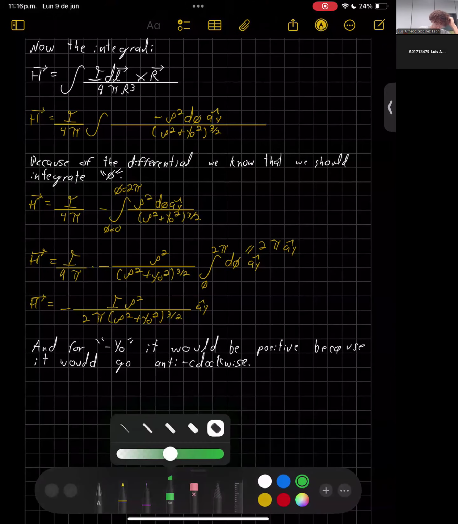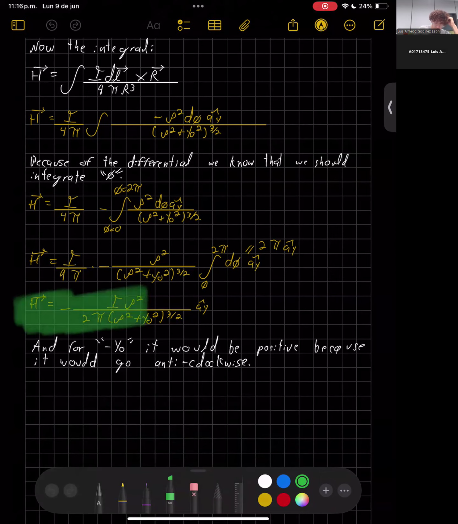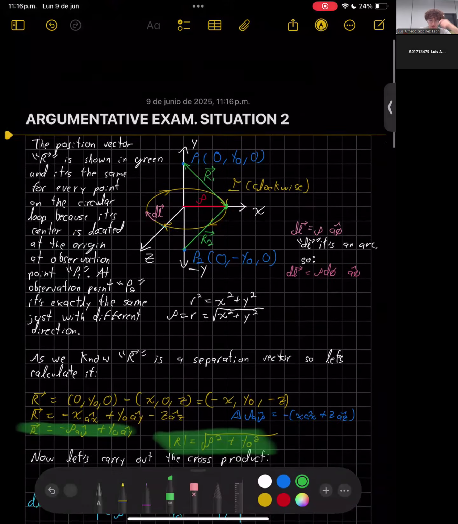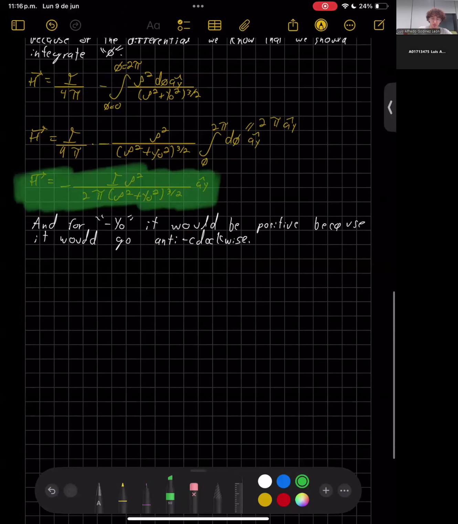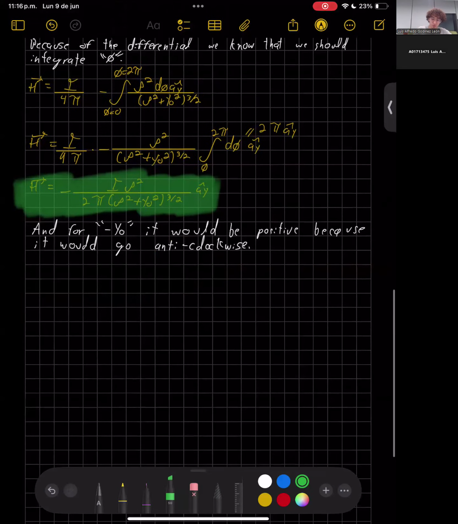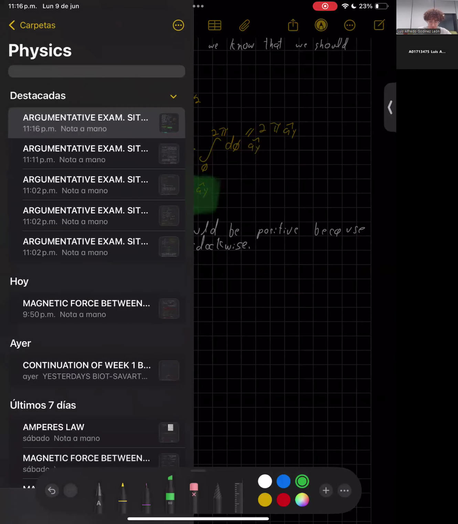This is for the integral with respect to the observation point that is in the positive y-axis, that is y0. In the case of the observation point that is in the negative y0, it would be exactly the same process, but the only difference is that the current will be going in anti-clockwise sense with respect to that observation point. So our final equation would be positive instead of negative.